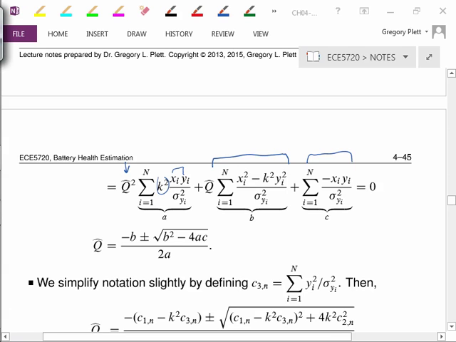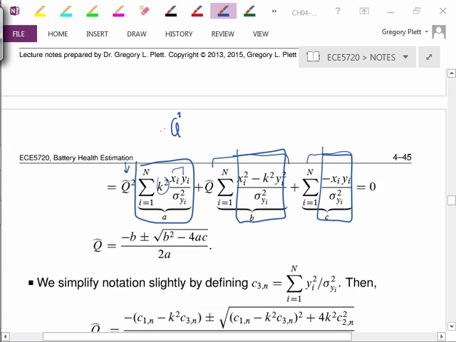Okay, this is a quadratic equation. I'm going to call that whole thing A, I'm going to call that whole thing B, I'm going to call that whole thing C, and I've got a q squared plus b q plus c equals 0. It's a quadratic, and I know the solution to a quadratic equation looks like this. Q hat is minus b plus or minus the square root of b squared minus 4ac, over 2a.